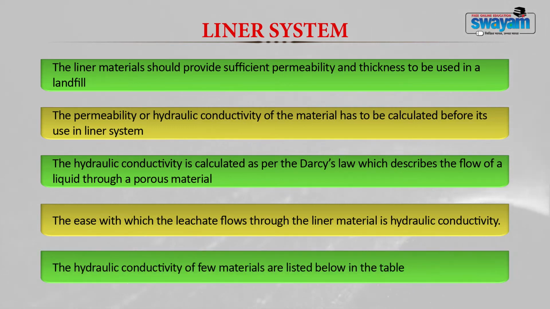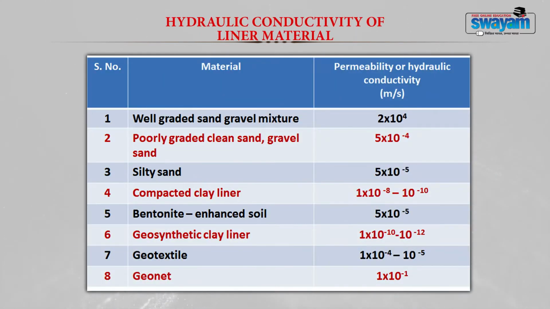The hydraulic conductivity of a few materials is listed in the table. Now, let us see the different hydraulic conductivities of different materials that are used in the liner system. Well graded sand gravel mixture has a hydraulic conductivity or permeability of 2 into 10 to the power of minus 4. Likewise, clean sand or gravel sand has 5 into 10 to the power of minus 4. Silty sand again 5 into 10 to the power of minus 5 meter per second, and compacted clay has a permeability of 1 into 10 to the power of minus 8 to 10 to the power of minus 10 meter per second.